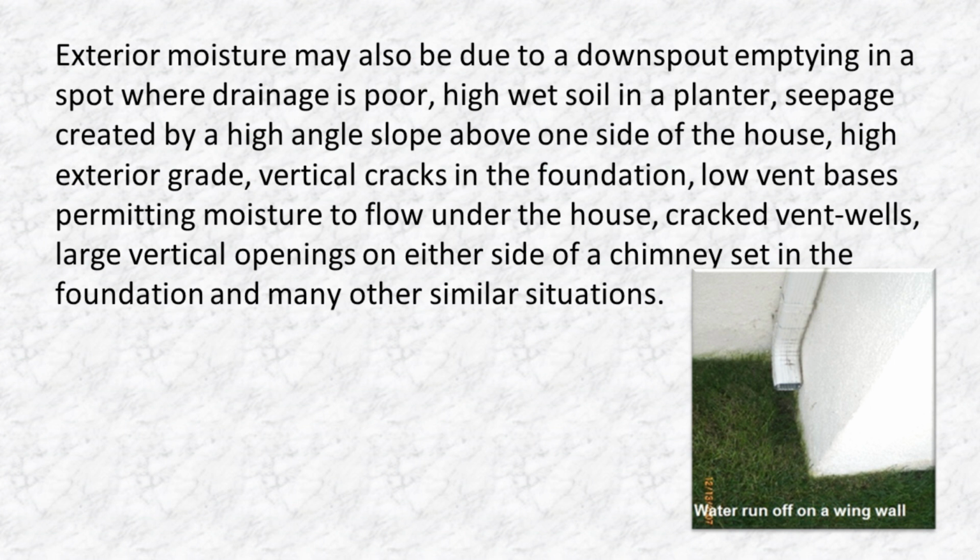Exterior moisture may also be due to a downspout emptying in a spot where drainage is poor, high, wet soil in a planter, seepage created by a high-angle slope above one side of the house, high exterior grade, vertical cracks in the foundation, low vent bases permitting moisture to flow under the house, cracked vent wells, large vertical openings on either side of a chimney set in the foundation, and many other similar situations.